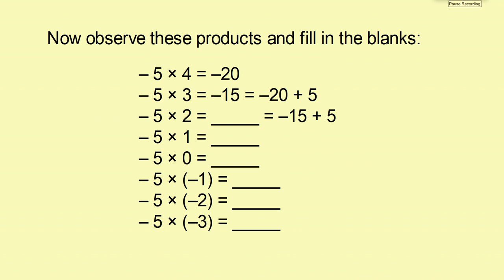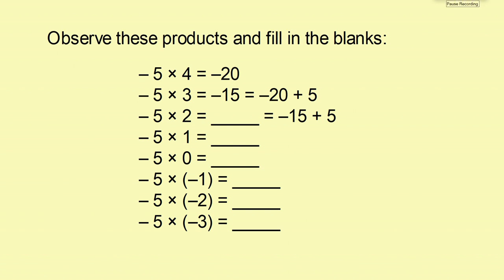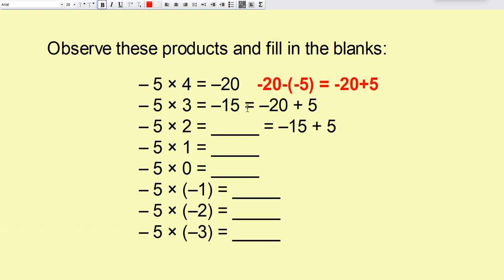Here is a question for you. Now observe these products and fill in the blanks. Negative 5 into 4 is equal to negative 20. Negative 5 into 3 is equal to negative 15. How do you get negative 15? You subtract negative 5 from negative 20. That is negative 20 minus negative 5. Negative 20 minus negative 5 you can write as negative 20 plus 5. Different sign, subtract 15, bigger number sign negative. So negative 15 is the answer.